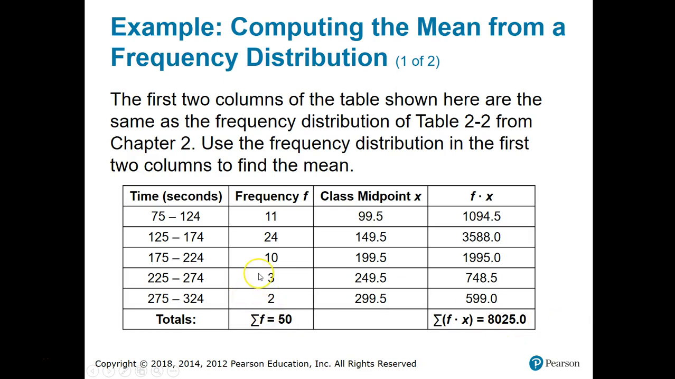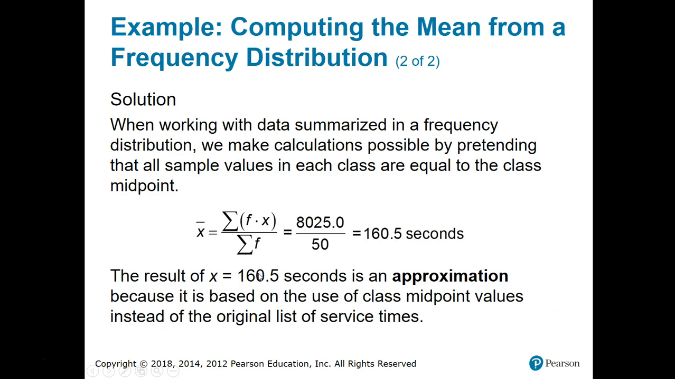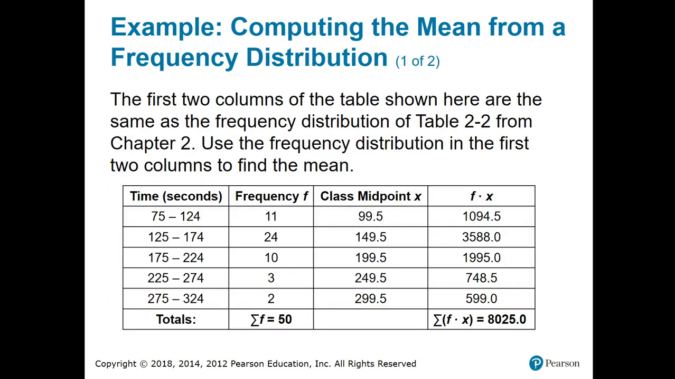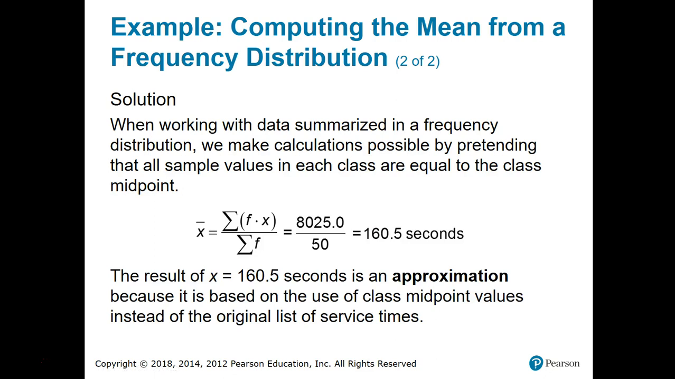Take this, divide it by this, and you will get your average in that way, 160.5 seconds. Now that's one way that you can get your average from the frequency distribution, but really you already had this data here. You had the exact times, so there was no reason to go through this. This is just giving you an example of that. Let's take another look at an example.